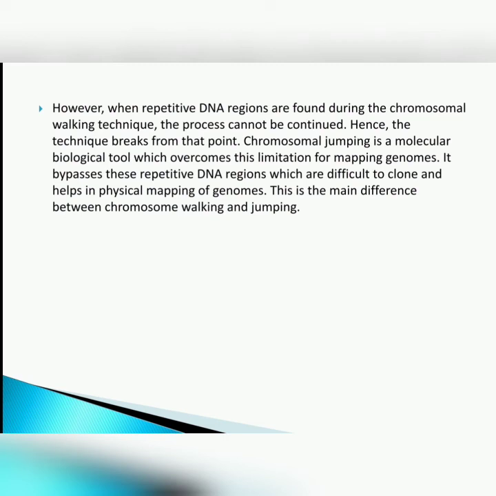However, when repetitive DNA regions are found during the chromosome walking technique, the process cannot be continued. Hence, the technique breaks off from that point. Chromosome jumping is a molecular biological tool which overcomes this limitation for mapping genomes. It bypasses these repetitive DNA regions, which are difficult to clone, and helps in physical mapping of genomes. This is the main difference between chromosome walking and jumping.